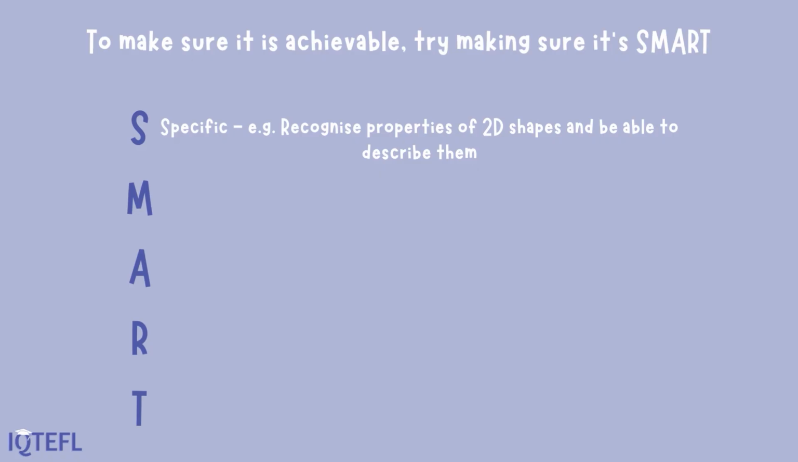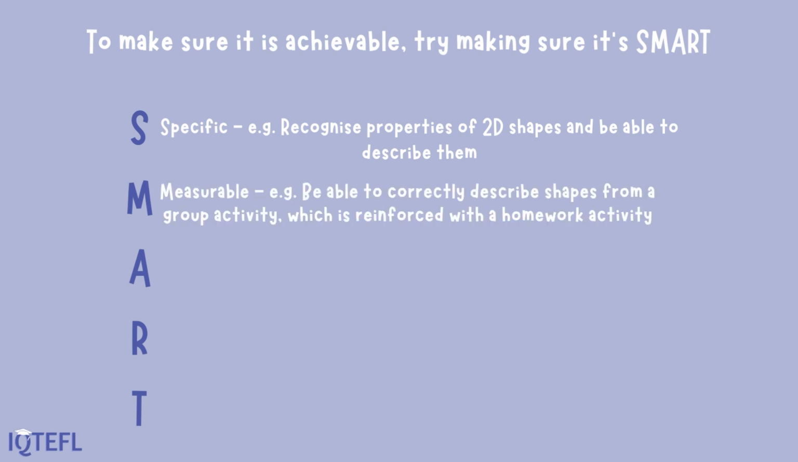To make sure it's achievable, try making sure it's SMART. Specific, for example, recognize properties of 2D shapes and be able to describe them. Measurable, for example, be able to correctly describe shapes from a group activity, which is reinforced with a homework activity.